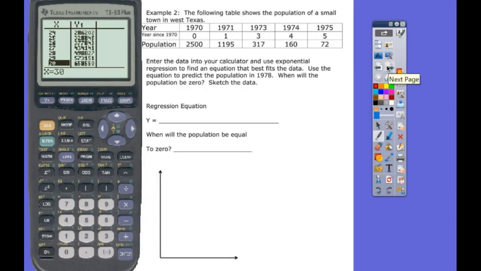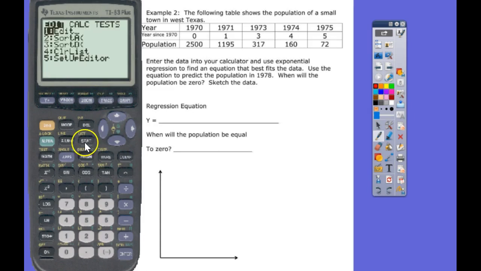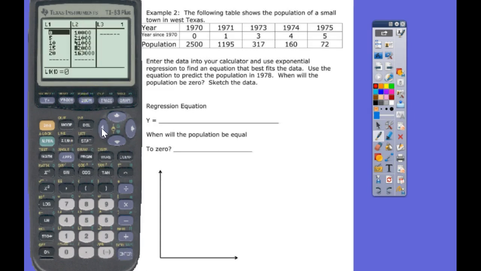Really? Okay. So go to the next example and we're going to put this in. So we're going back to stat, enter. We're going to put in this data. Yeah, it's not on there. I guess somebody can't count.